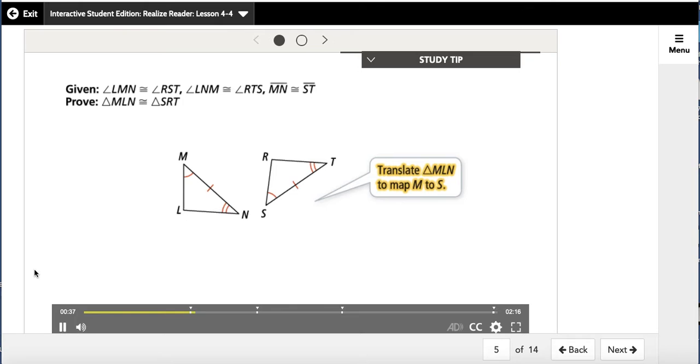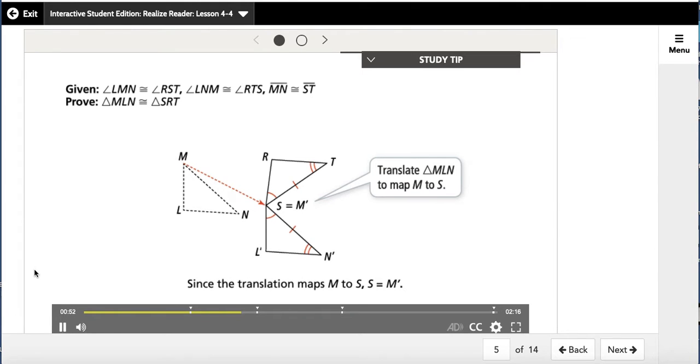First, translate triangle MLN to map M to S. To differentiate between triangles, we label the translation of triangle MLN as triangle M', L', N'. Since the translation maps point M to point S, S equals point M'.